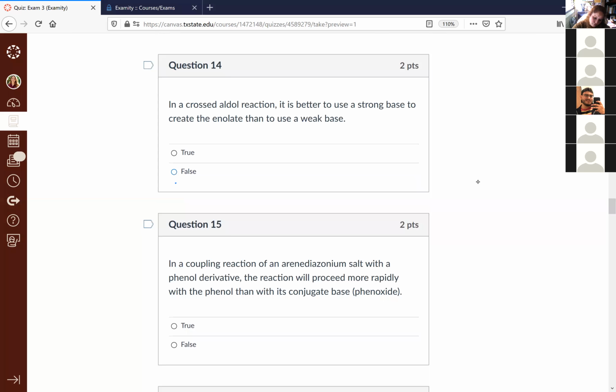In a crossed aldol reaction, it's better to use a strong base to create the enolate than to use a weak base. Is that one true also? Yeah, this is also true. The reason being that typically you take compound A and you want to fully deprotonate it to create your enolate before you add compound B. Otherwise, you're going to end up with a couple different products potentially. So you want to completely deprotonate your first compound, and using a strong base will get that done.